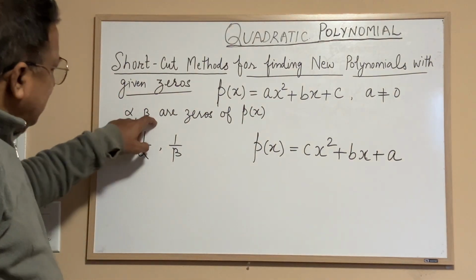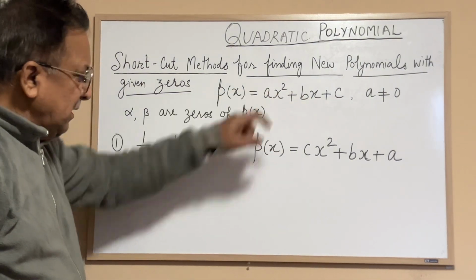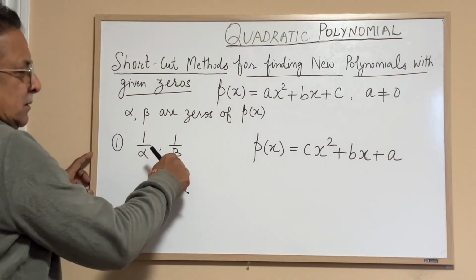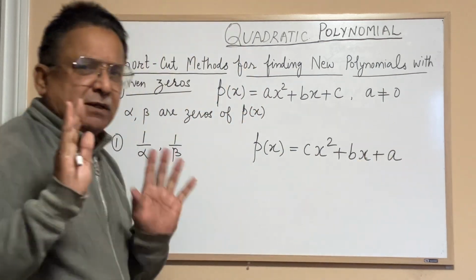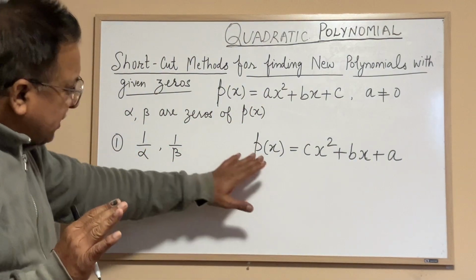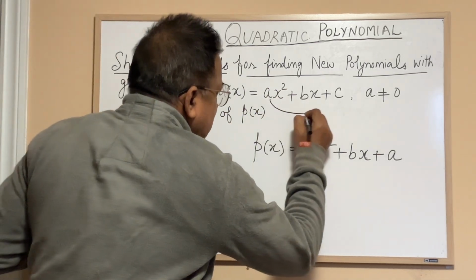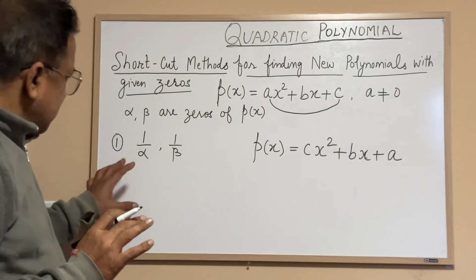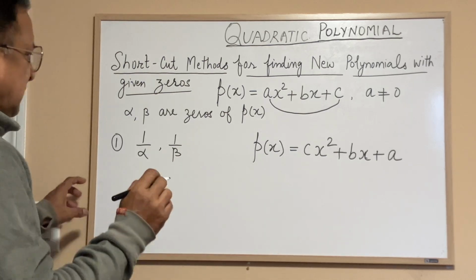If alpha and beta are zeros of the original polynomial, then the reciprocal zeros will be of this polynomial px. It is sure. The shortcut is that you just have to exchange these coefficients. This is the first part, when we are given zeros as reciprocals.